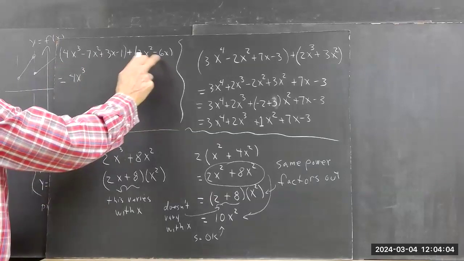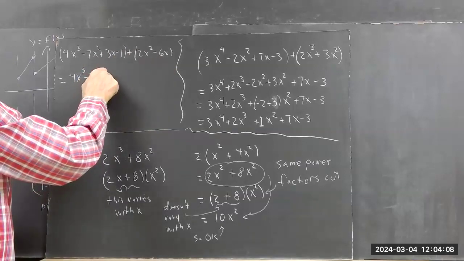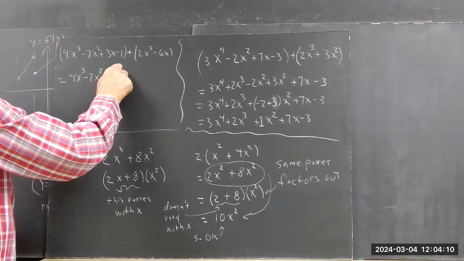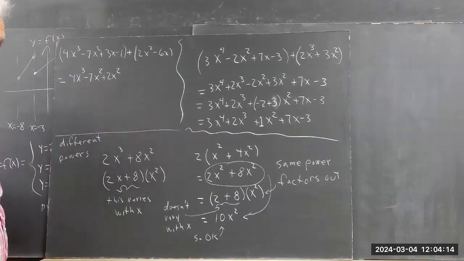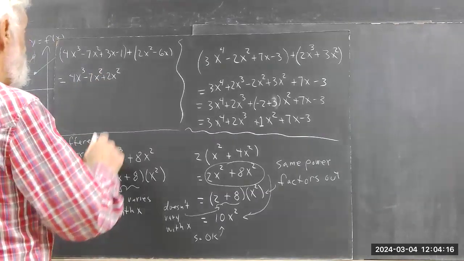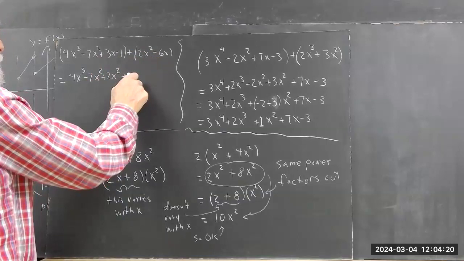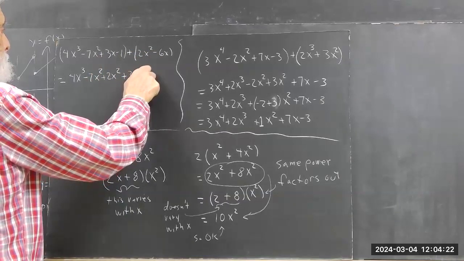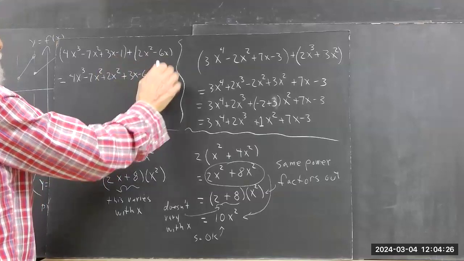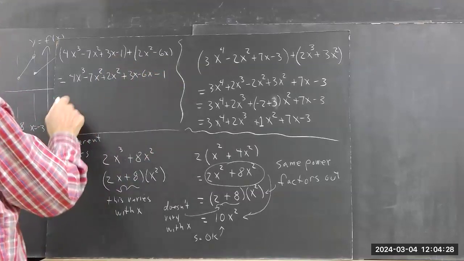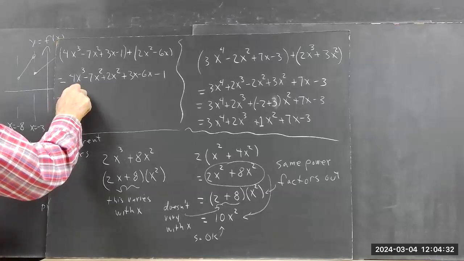4x cubed. There are no x cubes over here to match it up with. But there's an x squared here and an x squared here, so we can match them up. Okay. There's an x here and an x here, so we match those up. Now there's no bare number over here, so it's just minus 1. Now the step that you really need to understand whether you write it out or not.